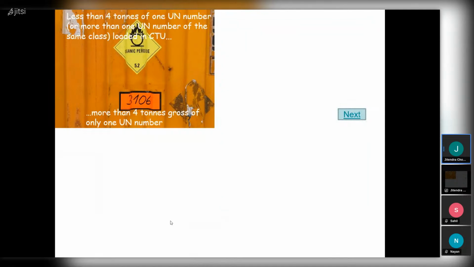Less than 4/10 of one UN number located in CTU. So if proper loading is not done, it is a problem. So you have to make sure that nothing keeps moving.